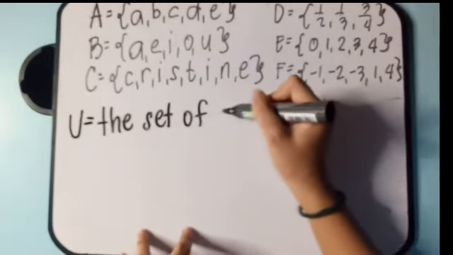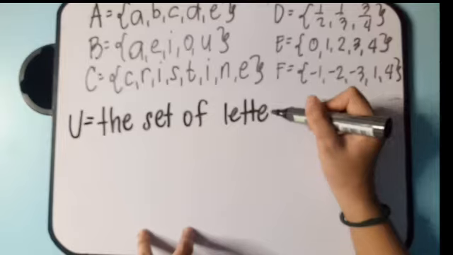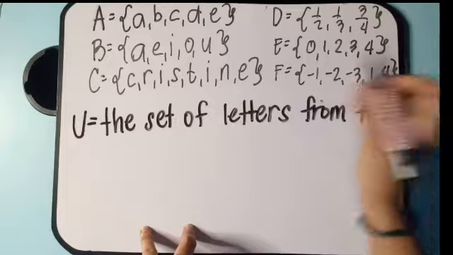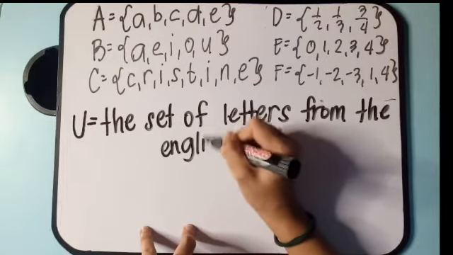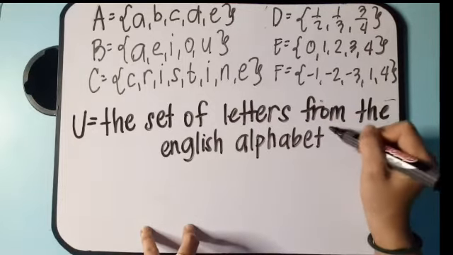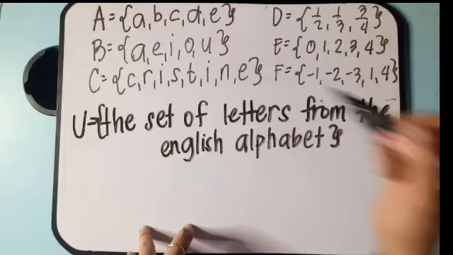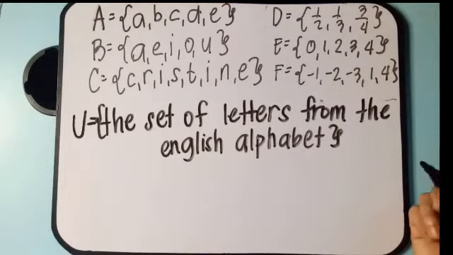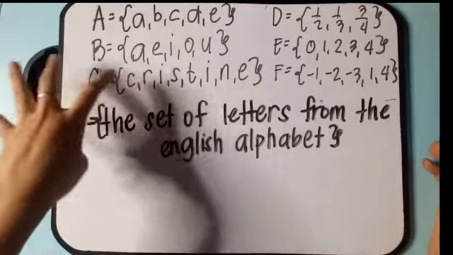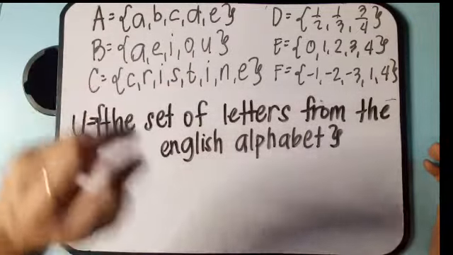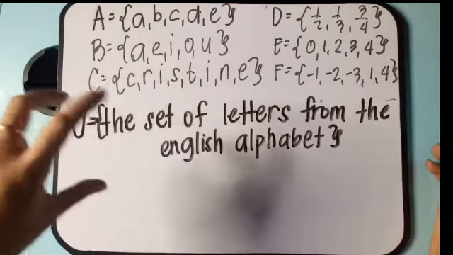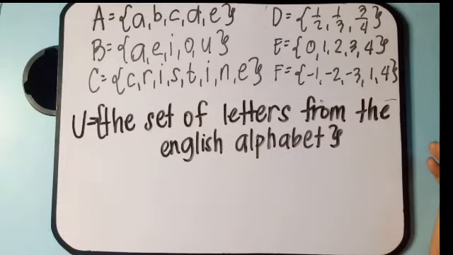of letters from the English alphabet. So, the universal set is the set of letters from the English alphabet. Yun yung kabuuan, di ba? Maski hindi na-include class yung mga ibang letters, kung bibigyan natin ng parang general description nitong 3 set na to, are the set of letters from the English alphabet.